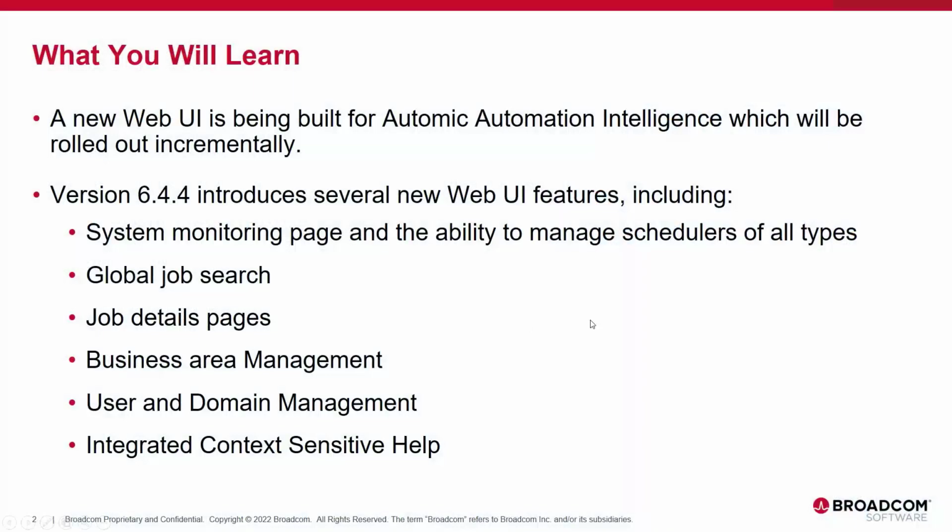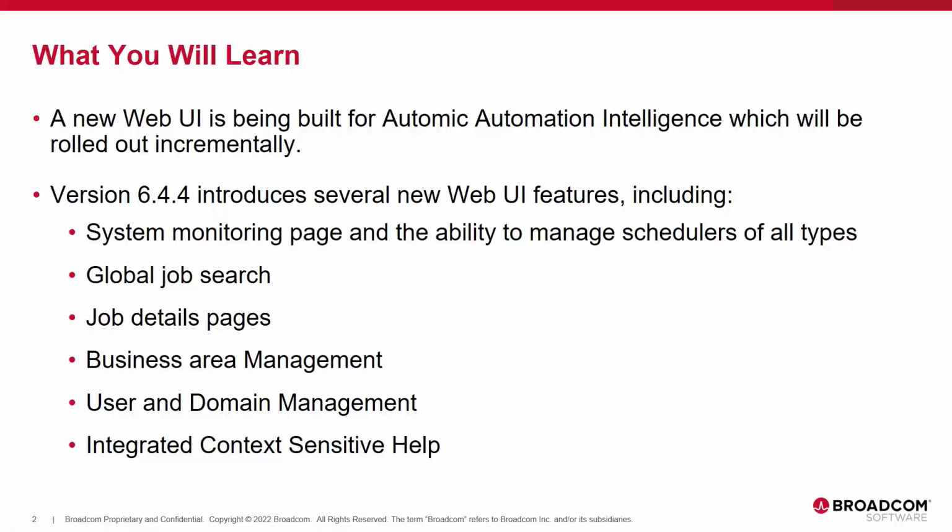So the first thing for you to be aware of is that we are currently in the process of building a new fully functional web UI for Atomic Automation Intelligence, which will eventually replace the thick client that you're probably using today. This new web UI will be rolled out incrementally, and the first significant version of it was just released. This is version 6.4.4, and there's several new web UI features that are now available to you, which I'll be demonstrating to you today.